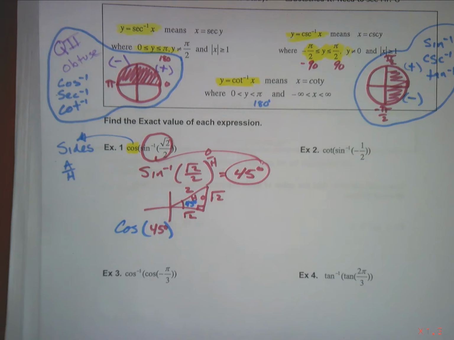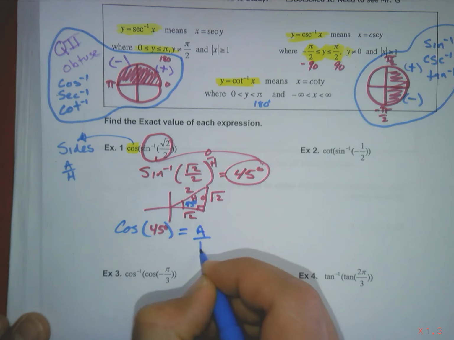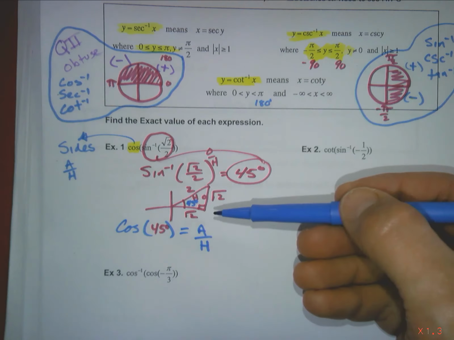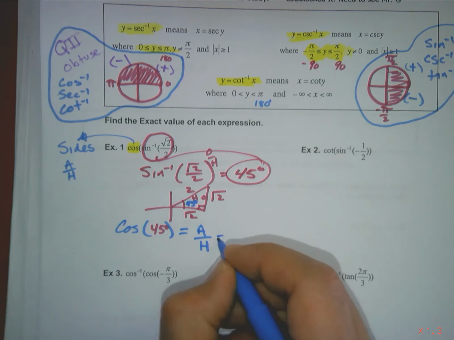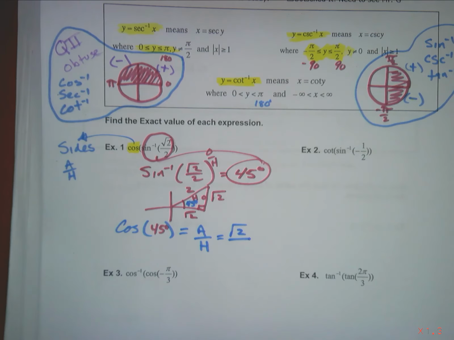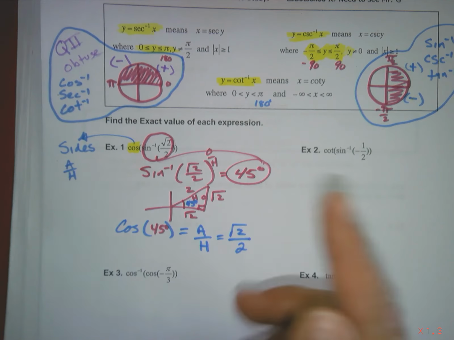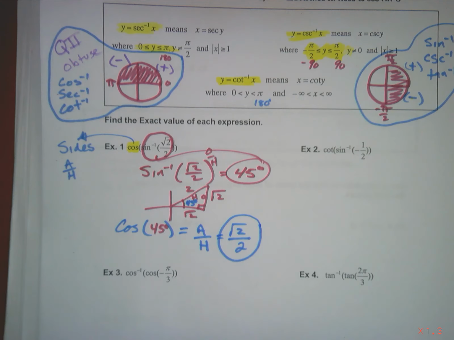If you guys are at home and you have questions, let me know what I'm talking about here. So cosine of 45, we did this back in chapter 6, right? Cosine is A over H. And I have my triangle all set up. What's A? And what's H? Root 2. And my hypotenuse is 2. That's my ratio of sides. That's what we're looking for. Final answer is root 2 over 2.